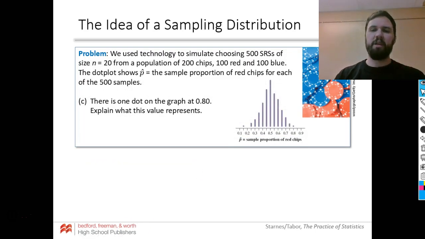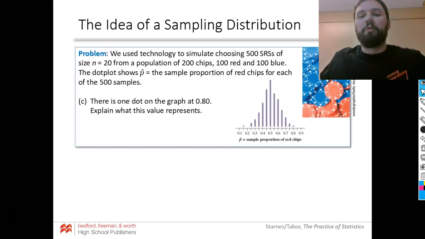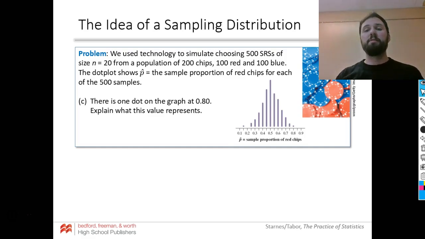So what we do is we make a simulation, because we can't do this by hand and just keep taking samples. If I use computer simulation, it will do 500 simple random samples of size 20 out of the 200 chips. We will be doing this in class. And this is our p-hat. Every dot represents the proportion of red that they got in that random draw. At 0.8, there is 1. 1 time out of 500, 80% of the chips were red. So that meant 16 out of 20 were red.